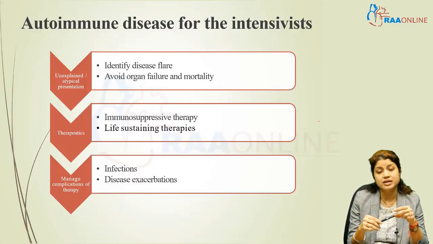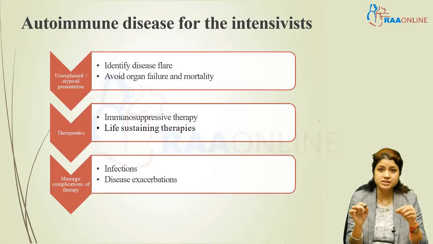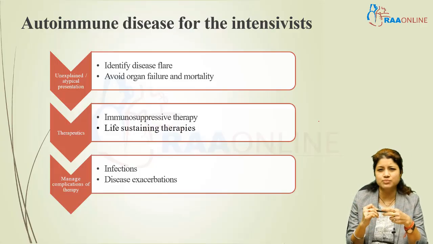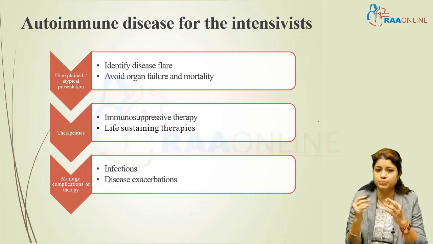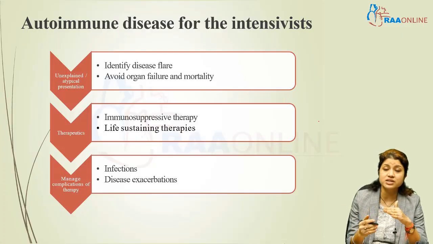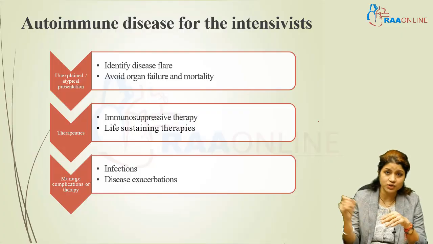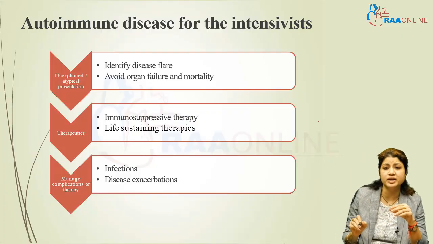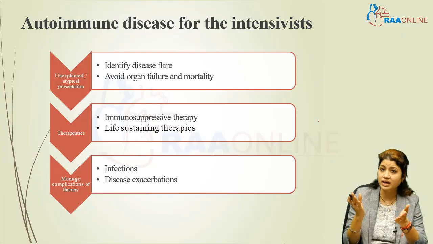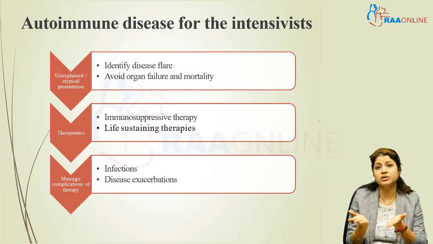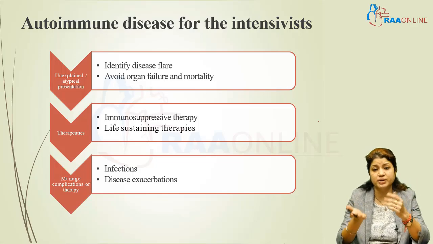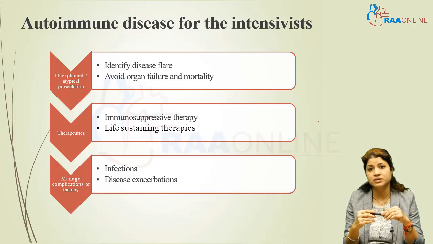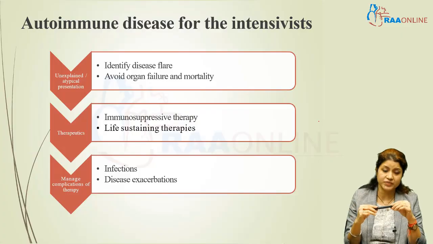Second, therapeutics. As we know, the therapeutics involved in treating an autoimmune crisis are mostly steroids or immunosuppressive therapies and other life support measures. These steroids and immunosuppressive therapies have a list of complications. So we have to balance our therapeutics. We have to make sure that secondary bacterial infections do not go up because we are giving steroids or immunosuppressive agents to an autoimmune crisis.